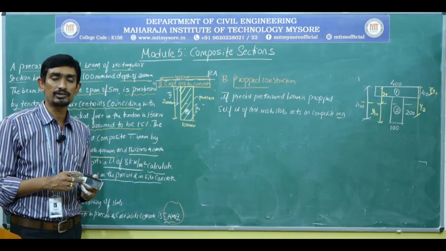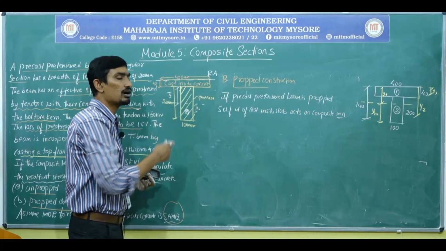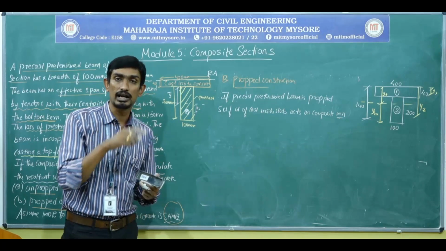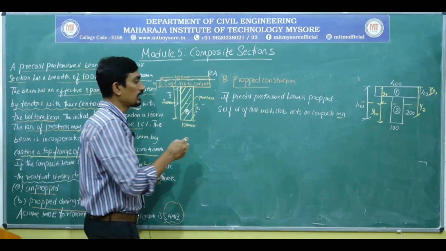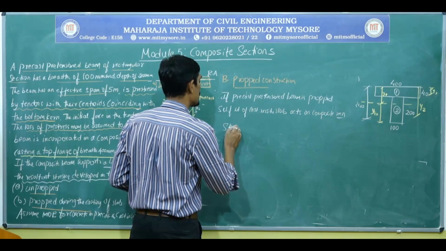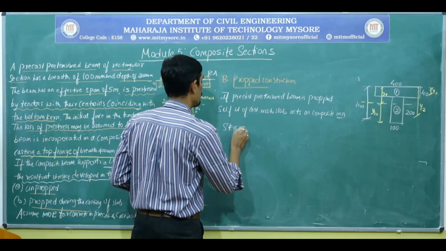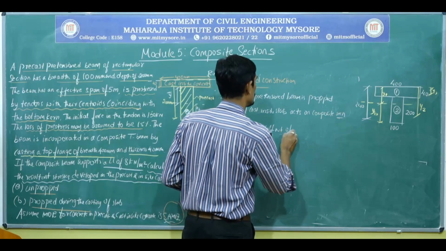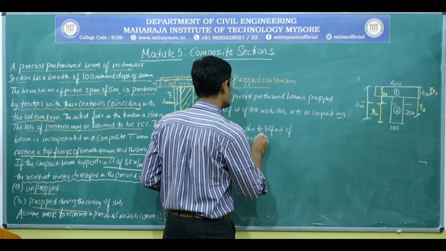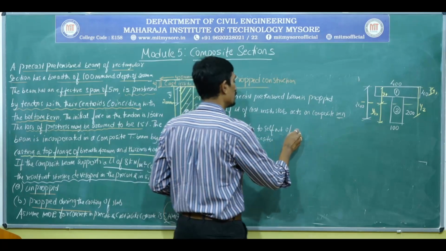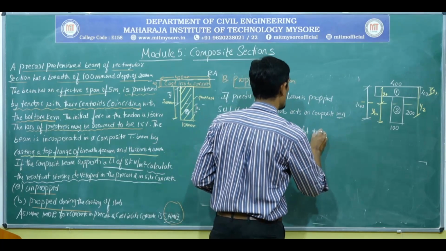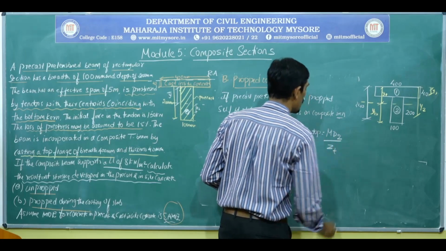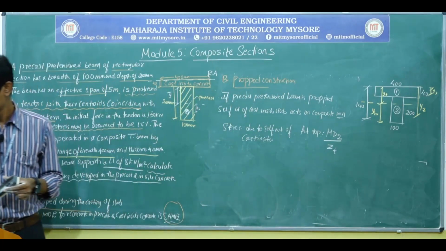In the unpropped case, I considered only the precast pre-tension dimensions to calculate the stresses, that is Z. But in this case, I need to consider the entire thing. So how to calculate? Stresses due to self-weight of cast in situ slab at top is equal to MD2 divided by Z top.